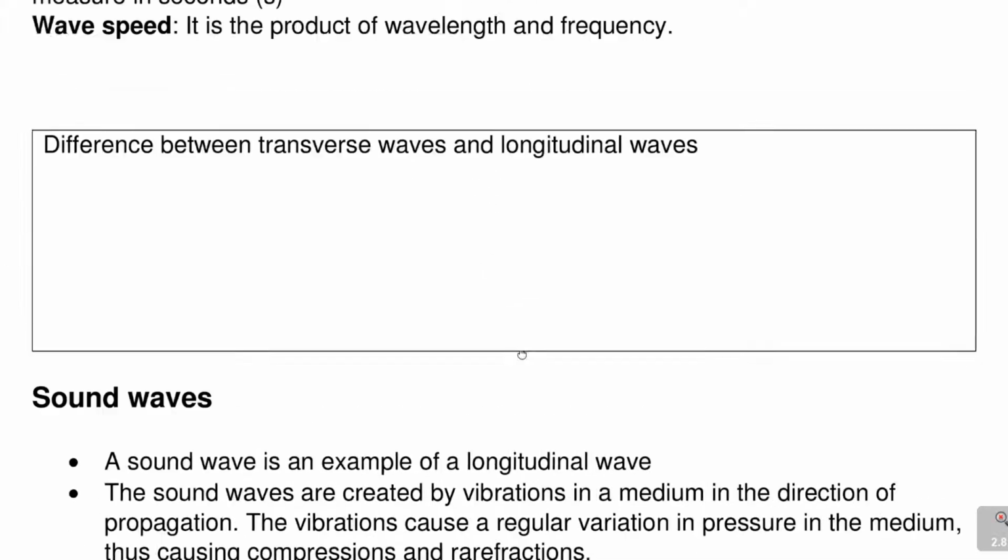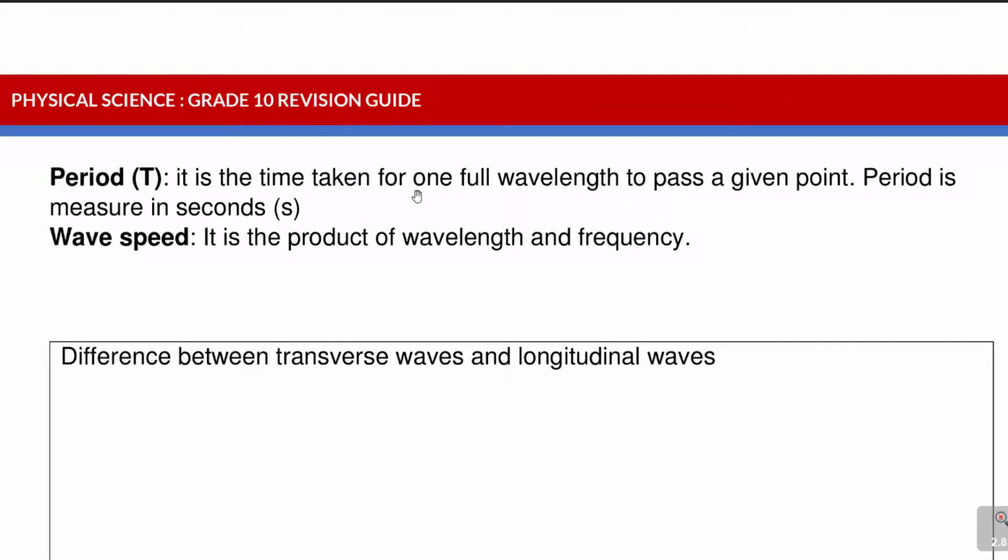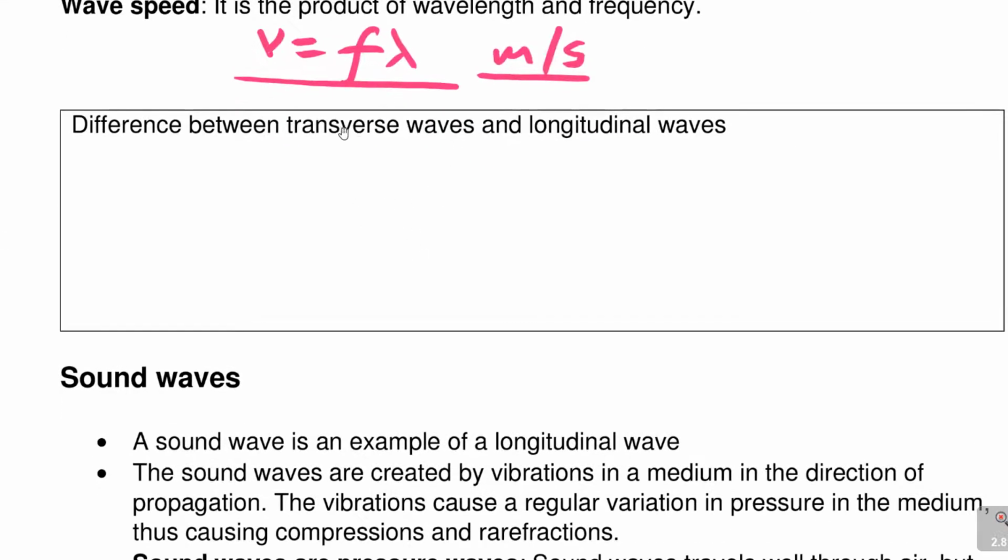And then we've got the period. It is the time taken for one full wavelength to pass a given point. Period is measured in seconds. The wave speed is the product of wavelength and frequency. So the wave speed, remember, v equals f lambda. Very important. And it is measured in meters per second. Don't forget. Right. Now, the difference between a transverse wave and a longitudinal wave. This is also important for you to know.